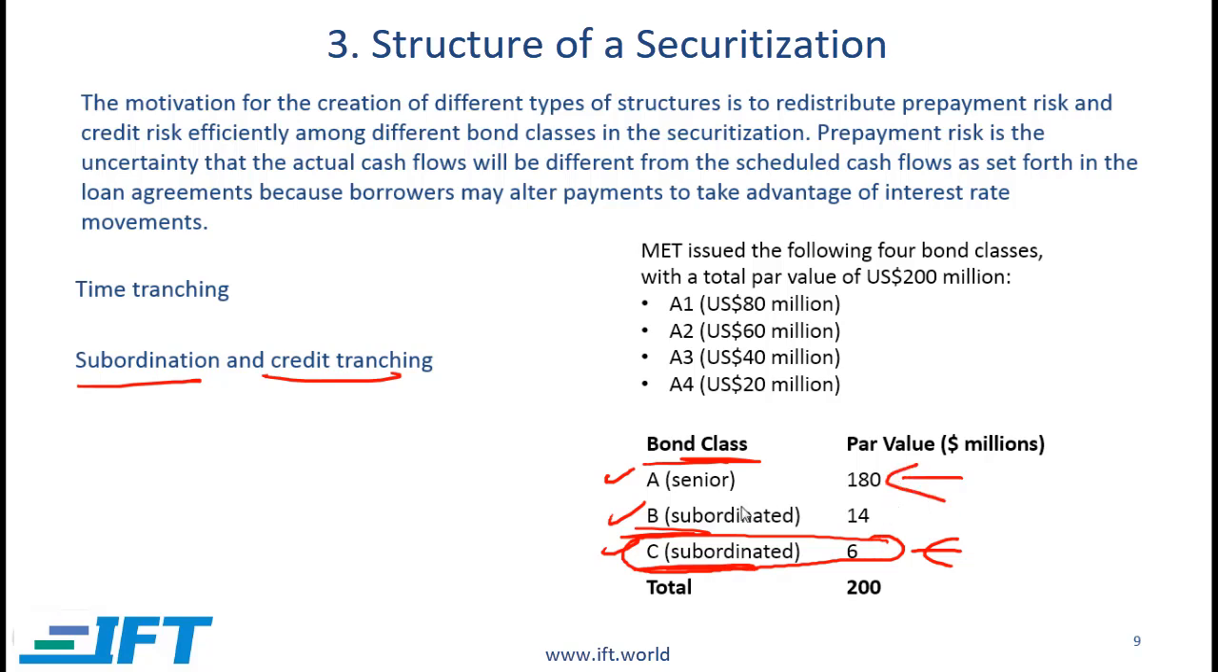Notice that obviously the risk is highest for bond class C, and therefore if there is credit tranching, then the rate that these bondholders will get will be the highest, and the rate that these bondholders will get is the lowest. The classic principle of high risk, high return is what is being applied over here.